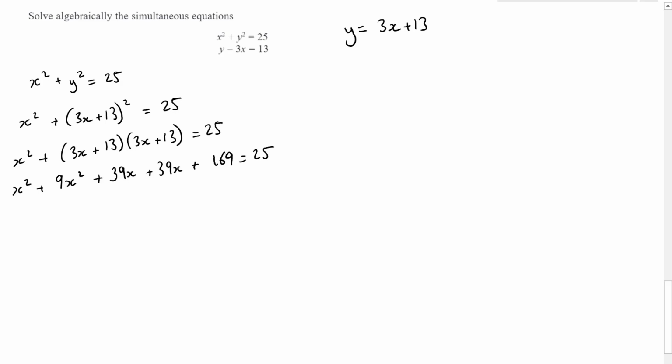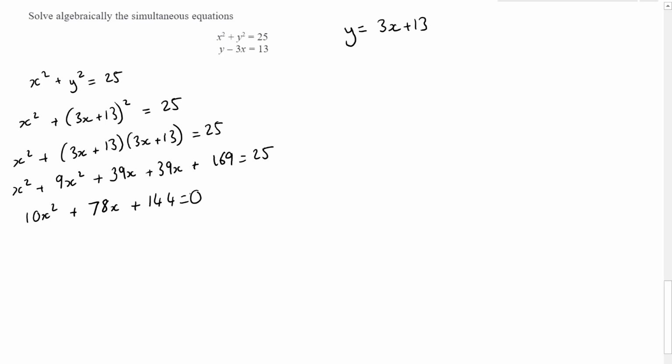So I can pull together some like terms. x squared plus 9x squared gives me 10x squared. 39x plus 39x, well 39 times 2 is going to give me 78x. And then lastly I have 169 minus 25. So 169 minus 25 is going to give me 144. So plus 144 is equal to 0.